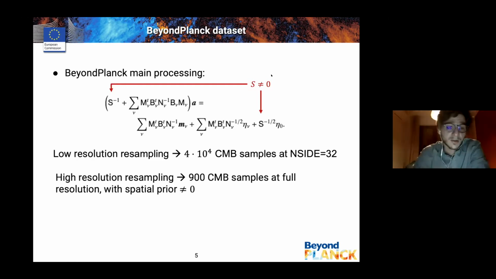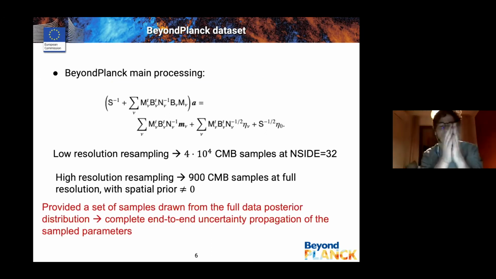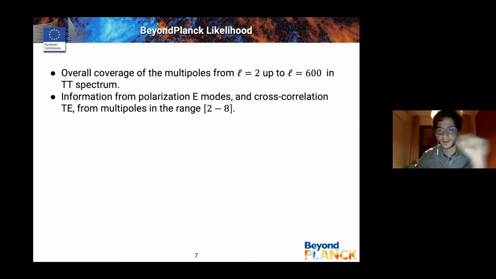Moreover, we have a high resolution resampling, also discussed, that's providing us with 900 CMB samples at full resolution this time, and applying a spatial prior, so this S becomes different from zero, so we're exploiting all the information we have from the CMB in the spatial distribution. So we are provided a set of samples drawn from the full data distribution, including all the propagation of noise of all the data parameters. So we have complete end-to-end uncertainty propagation throughout the pipeline of the sampled parameters.